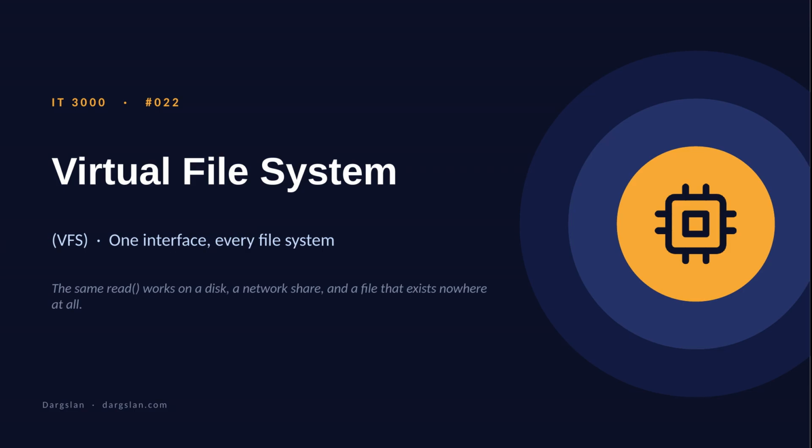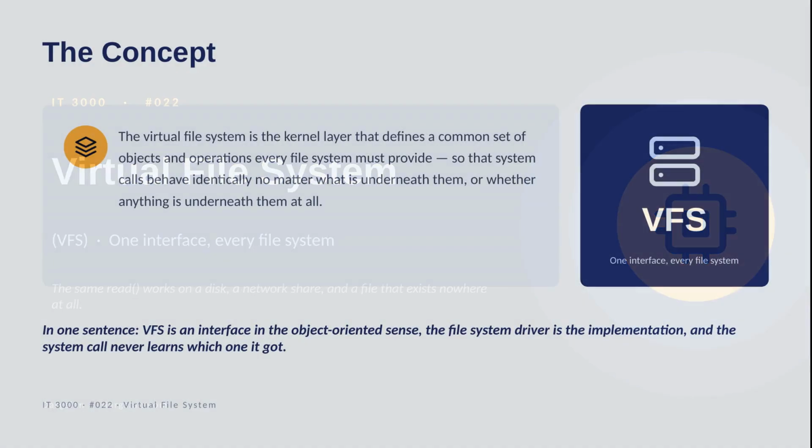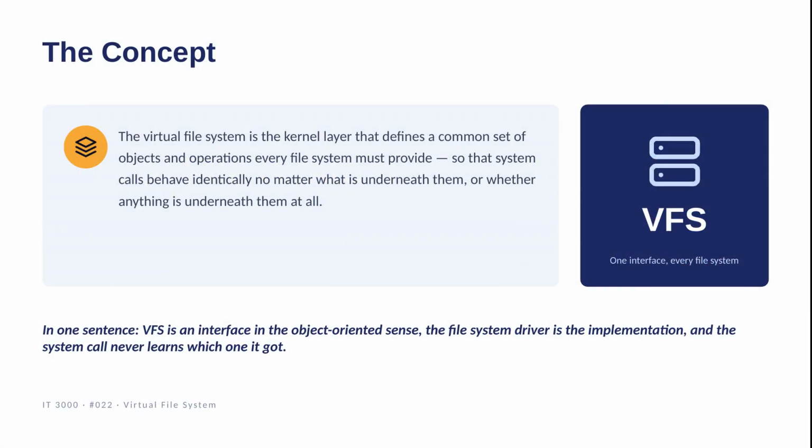of every modern operating system, the virtual file system. The idea is deceptively simple. A single read call in your program works whether the bytes come from a spinning disk, a network share halfway across the world, or a file that doesn't physically exist anywhere at all. One interface, every file system, and by the end of this video, you'll see exactly how the kernel pulls that off. So let's pin down what VFS actually is.